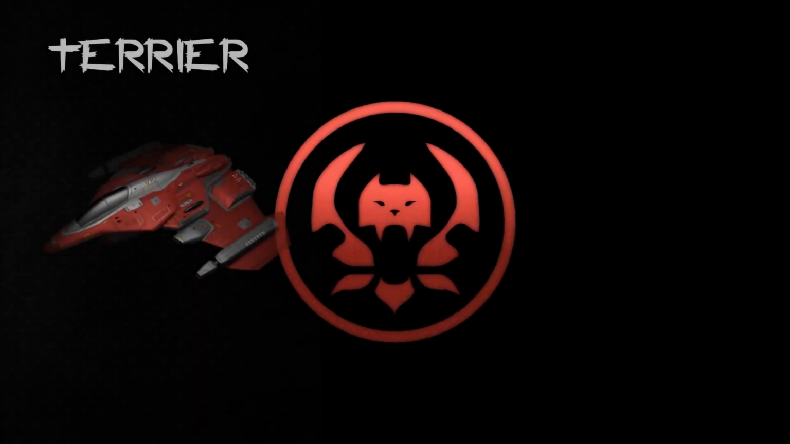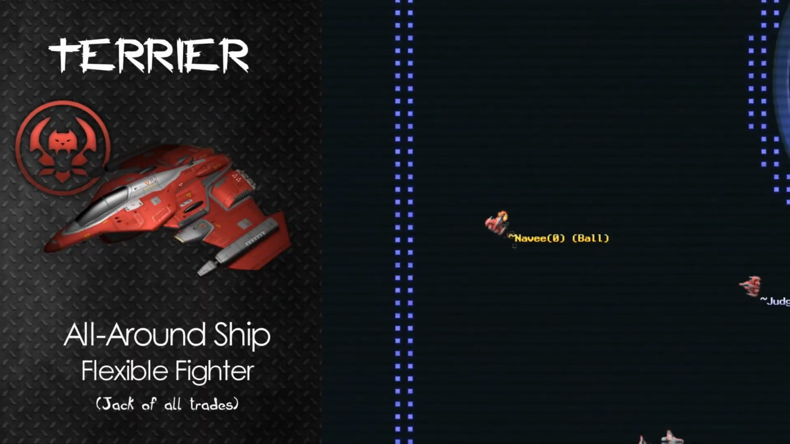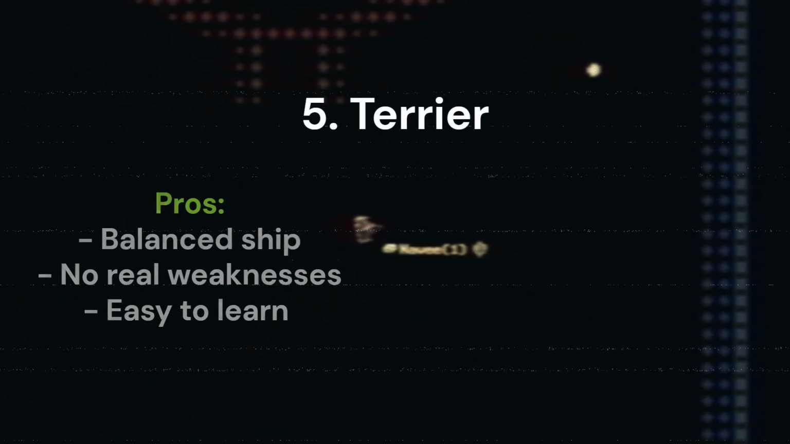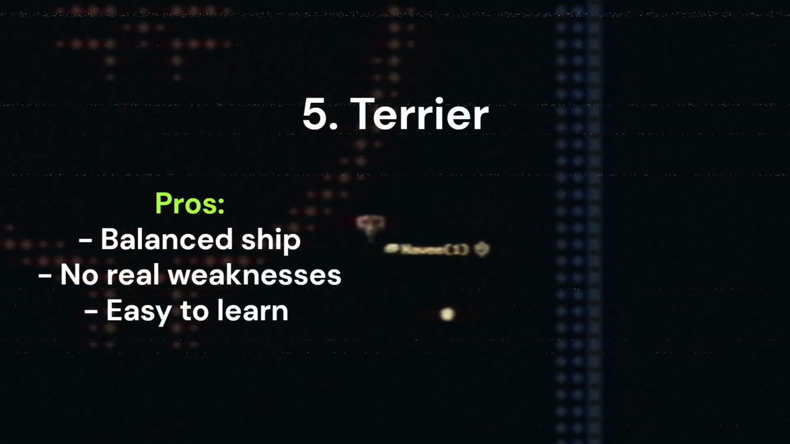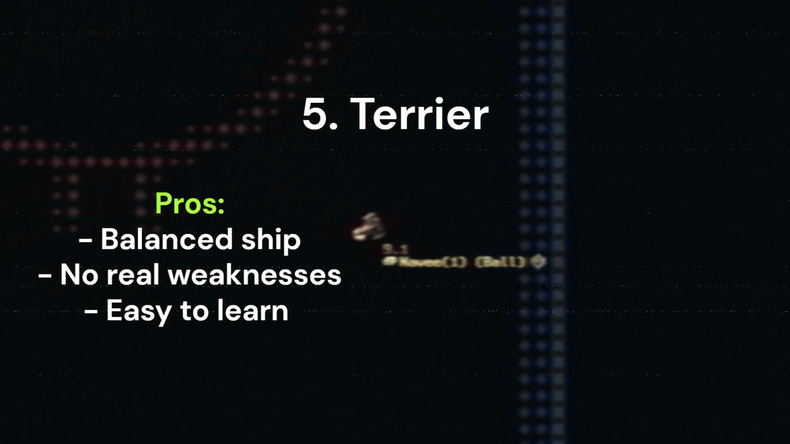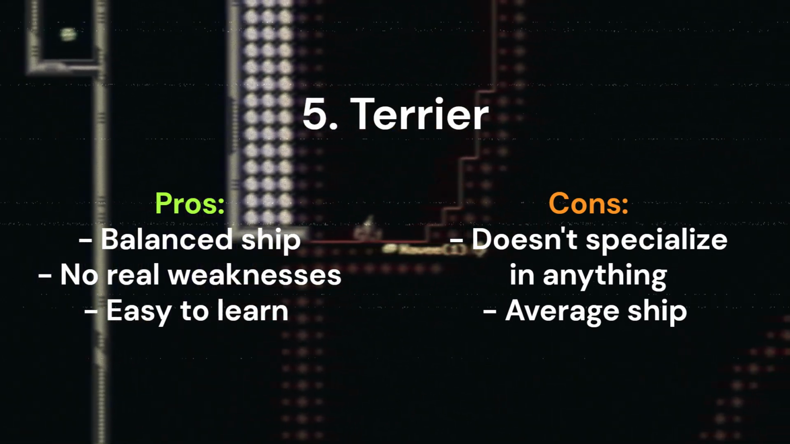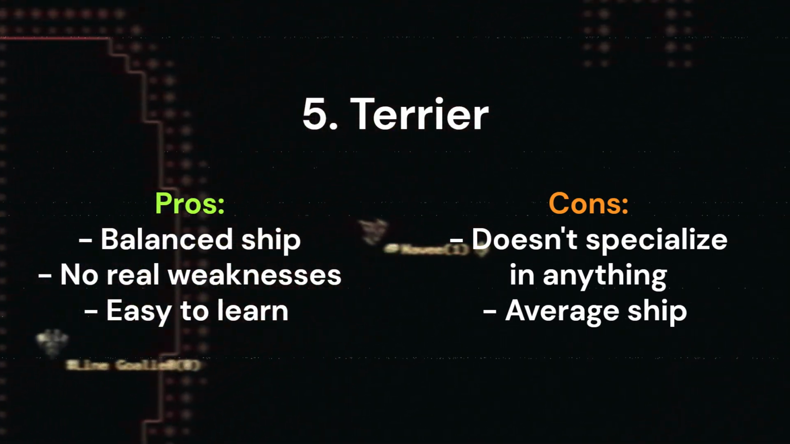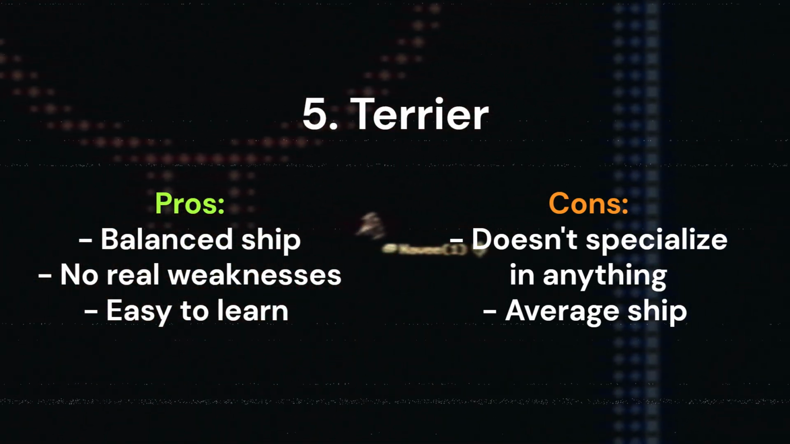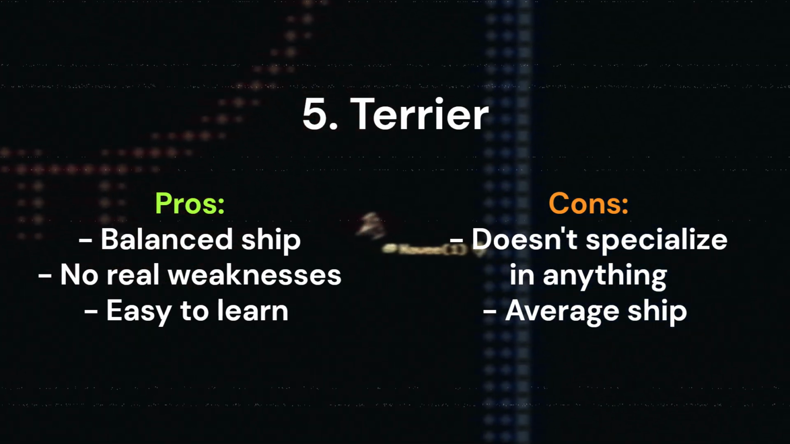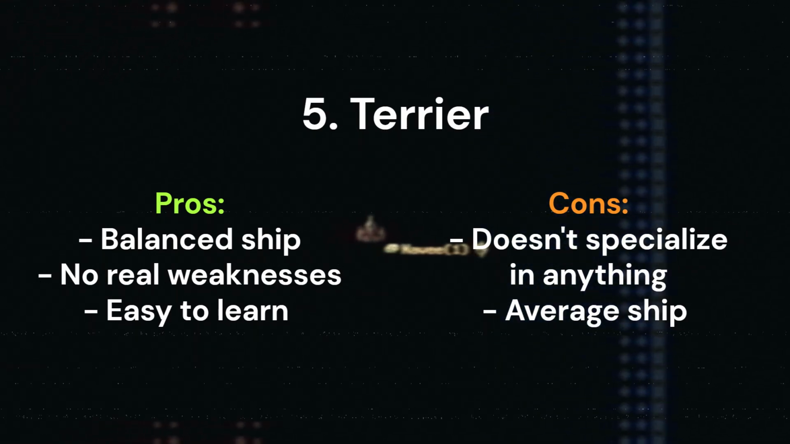Ship number 5 is called the Terrier, and we like to say that the Terrier is a jack of all trades. It's good at everything, but master of none, right? It's a balanced ship. And I actually recommend the Terrier as a starter ship for beginners. It's kind of like in the middle, it's average. So I would start with the Terrier and then move to other ships once you get the hang of how to fly and how to shoot the puck.